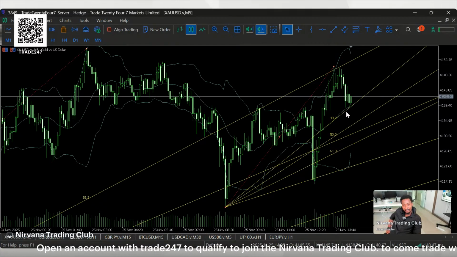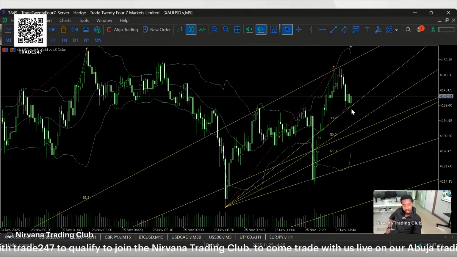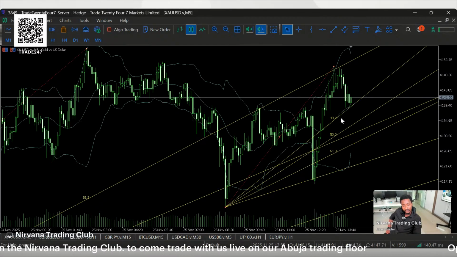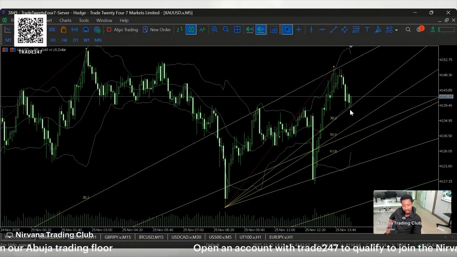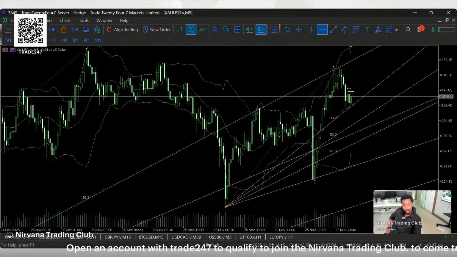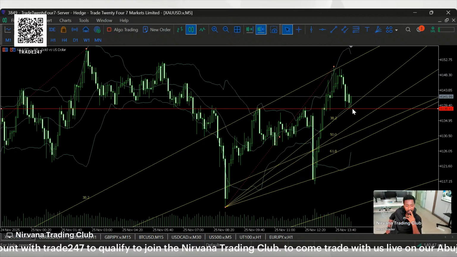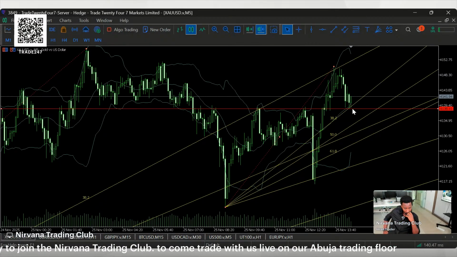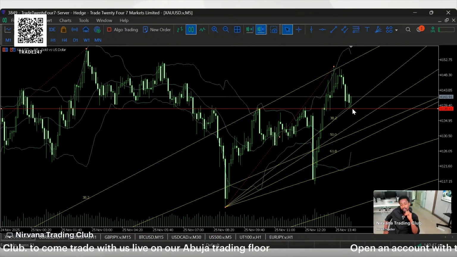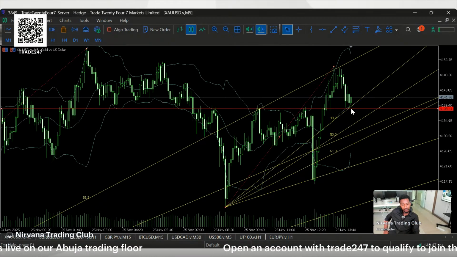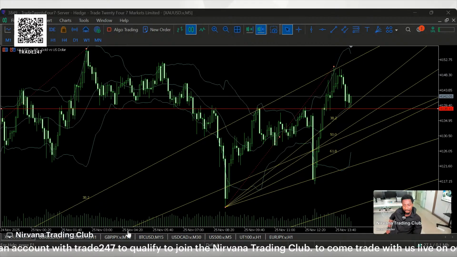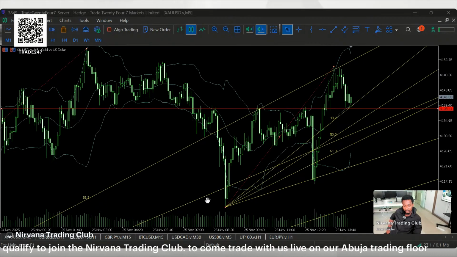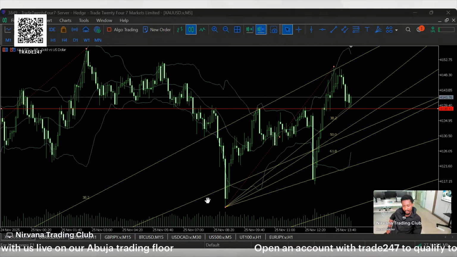So we have an overlap here with the mid Bollinger and the 38.2% Fib level. What if we have our SL here for a buy continuation? Yeah, here. What if we have it there?